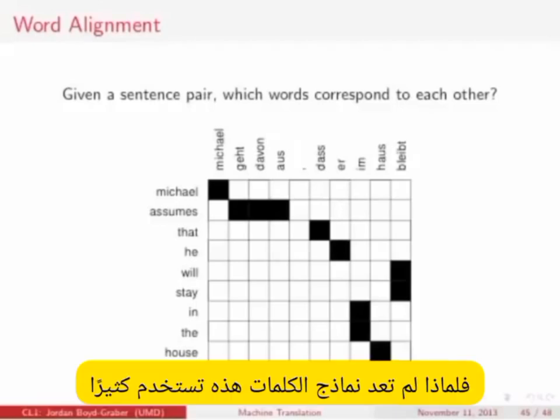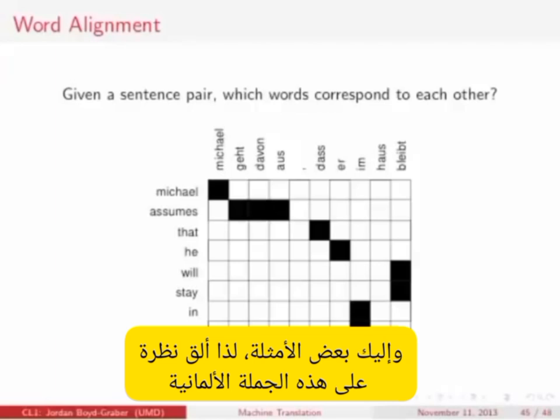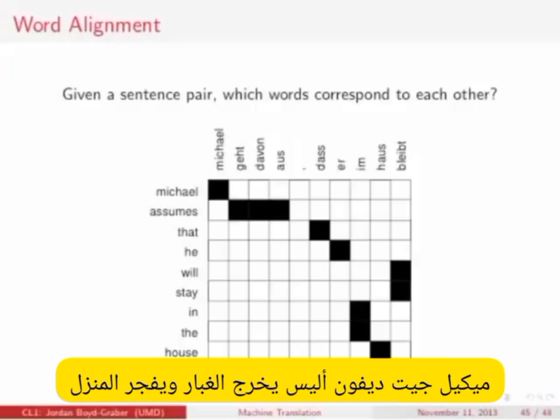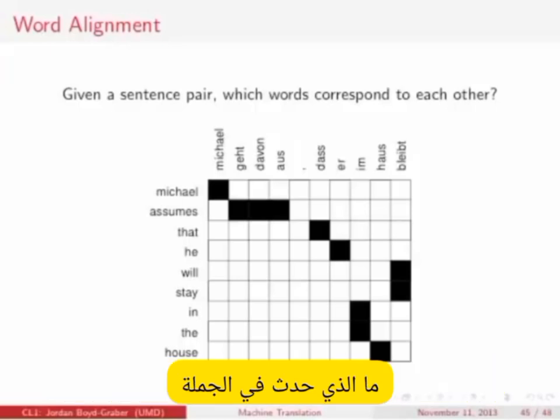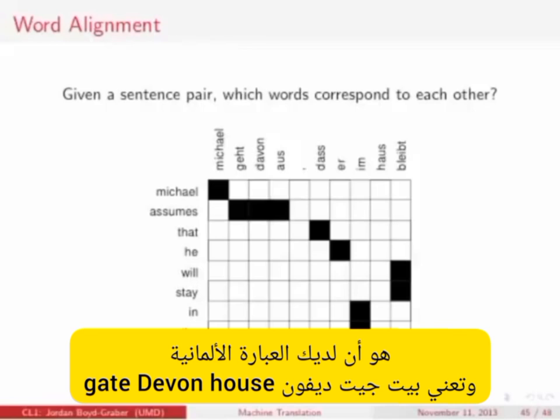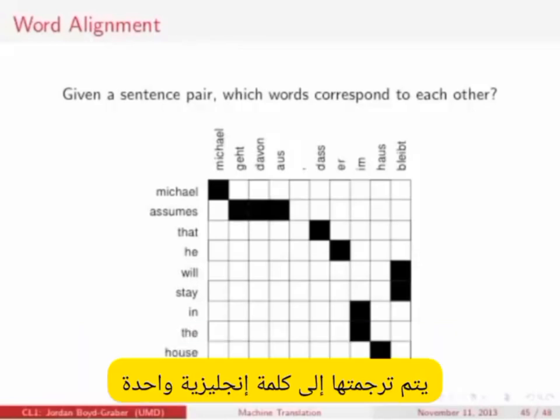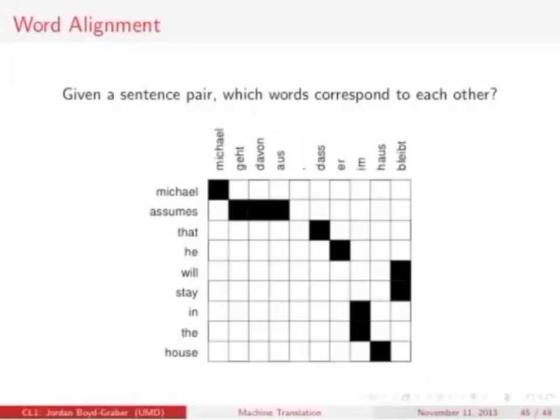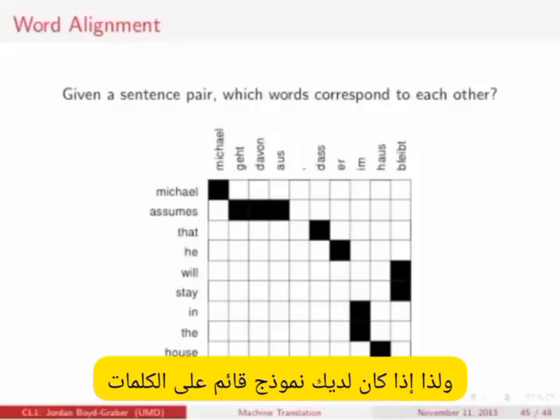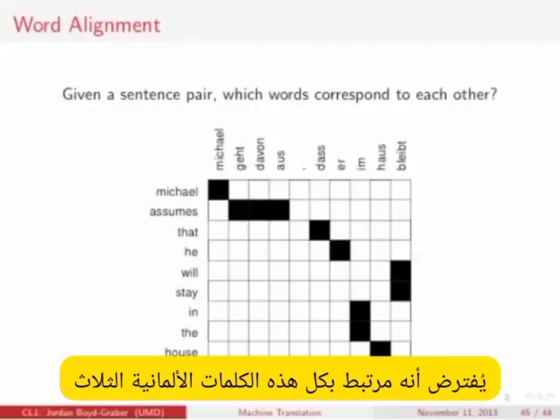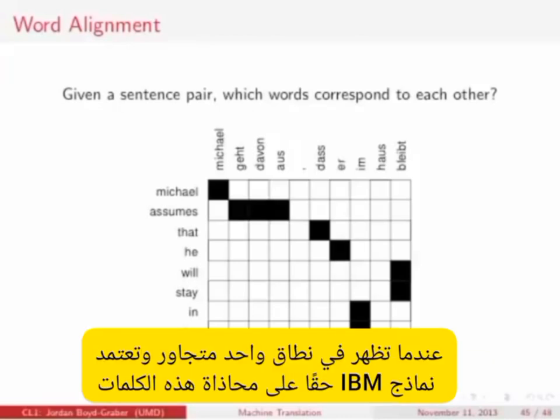So why aren't these word models used as much anymore? Here are some examples. Take a look at this sentence: Michael geht davon aus, dass im Haus bleibt. What happens in this sentence is that you have the German phrase geht davon aus being translated into one English word. And so if you have a word-based model, you're going to lose some of that intuition that assumes is associated with all three of these German words when they appear in one contiguous span.